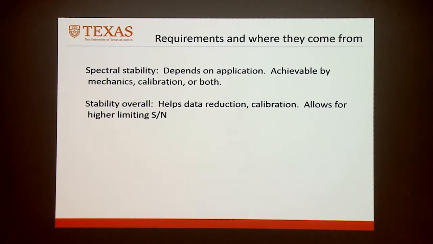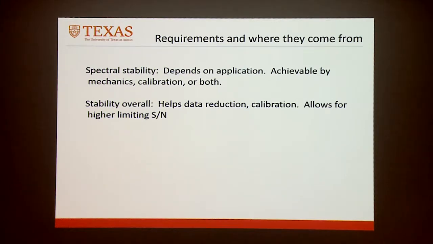So another thing is spectral stability. So Andy talked about doing work on precision radial velocities, and that, of course, requires enormous stability. And you want to have the intrinsic stability of the instrument be as good as possible, and then you want to have calibration standards that keep it even more stable than that. So you really want to have both.